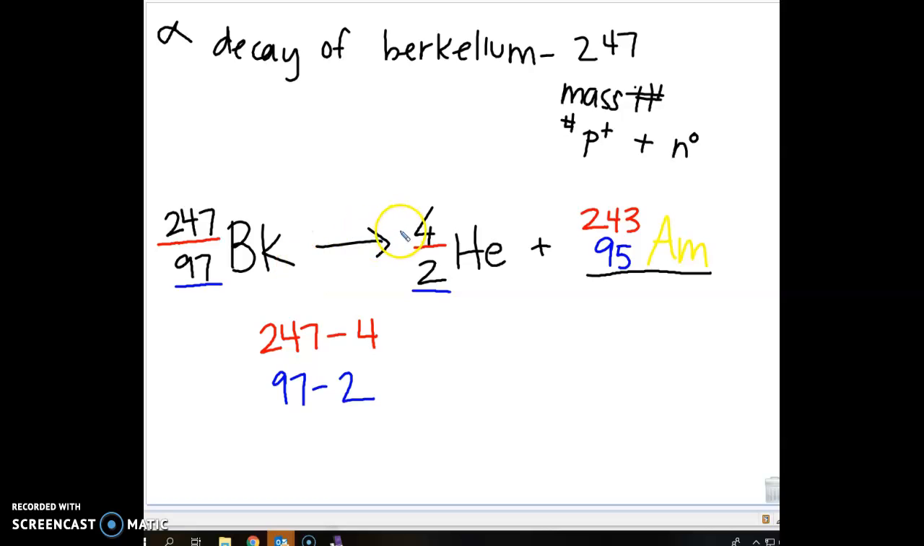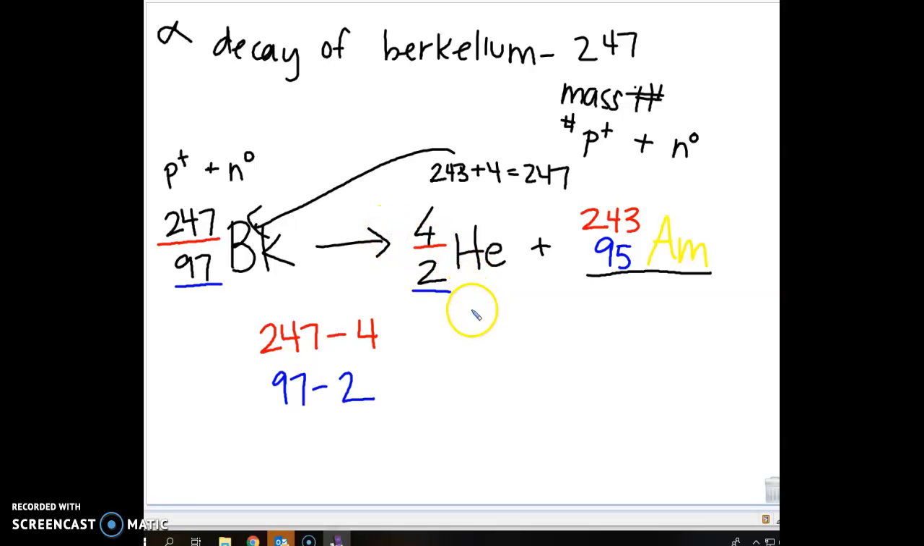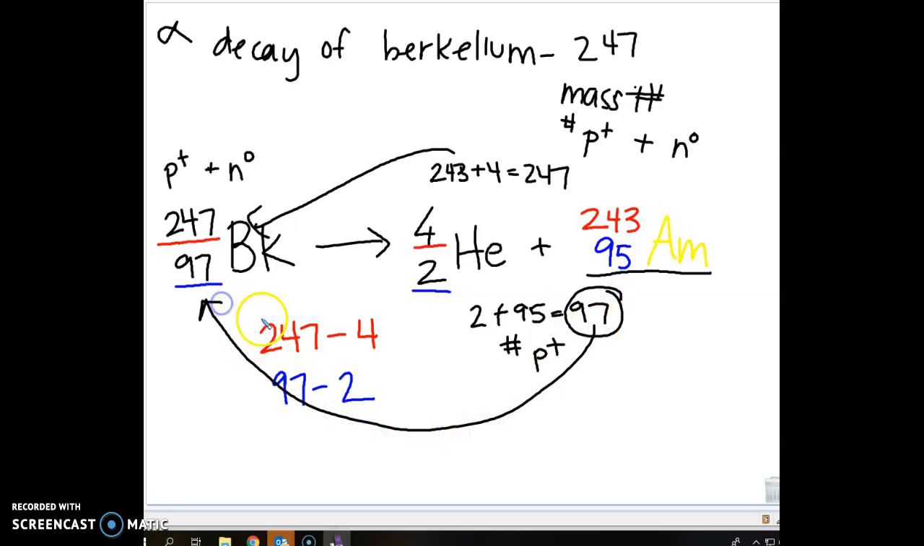Now, how do I know that this is correct? Well, I'm going to check my math. I have 247. Again, remember, this is my number of protons plus my number of neutrons. So I'm going to add these over here: 243 plus 4 equals 247. That matches what I have. Then I'm going to say 2 plus 95 equals 97. That's my number of protons, and I see I've got 97 here. That matches the 97 here.